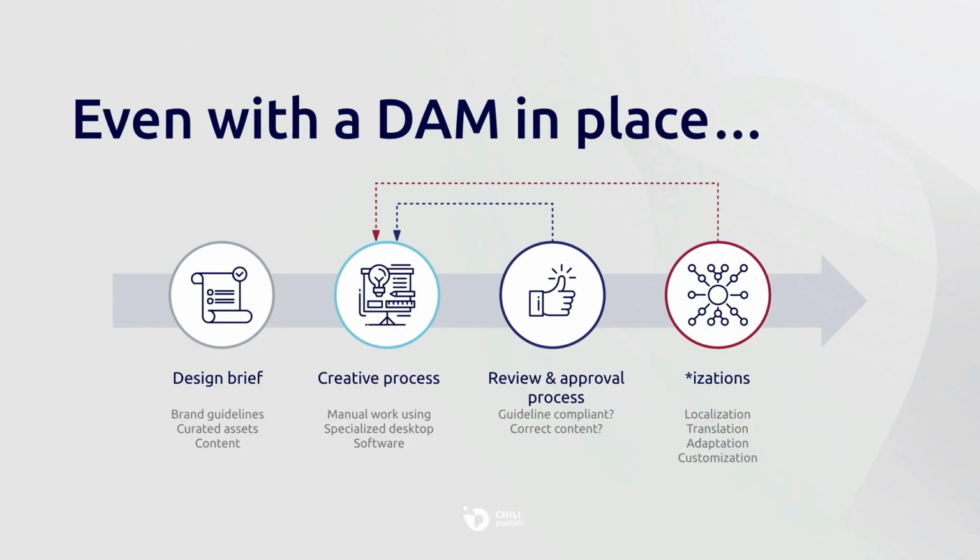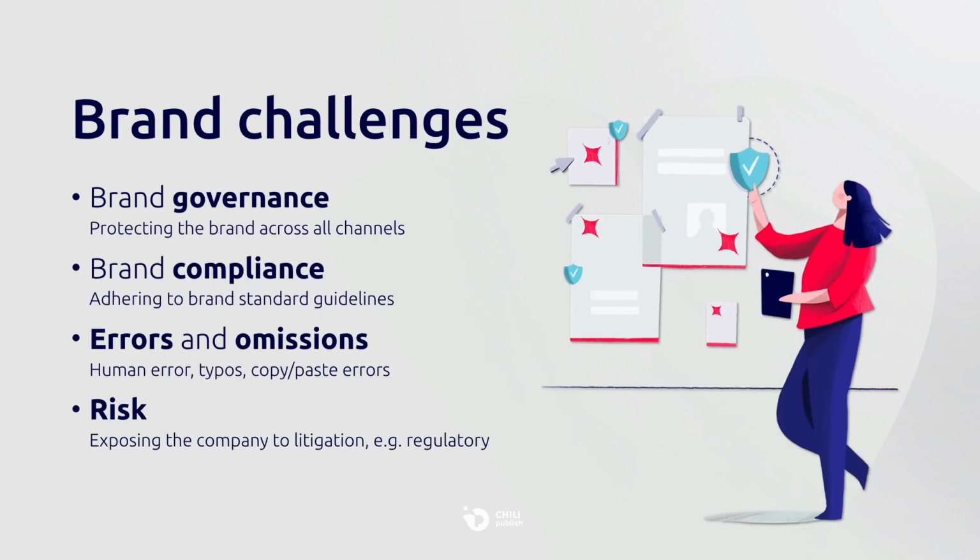And when there's a final version, you can start doing the isations. Isations are things like changing the language, changing the market, changing the product, all of these different permutations of the same basic design that you need. And quite often there's lots of them. That manual process brings with it a number of challenges.